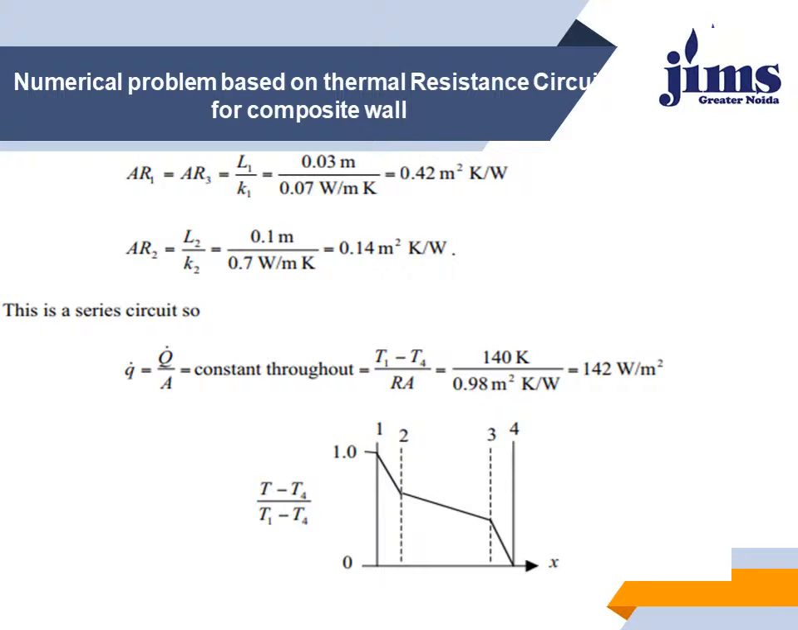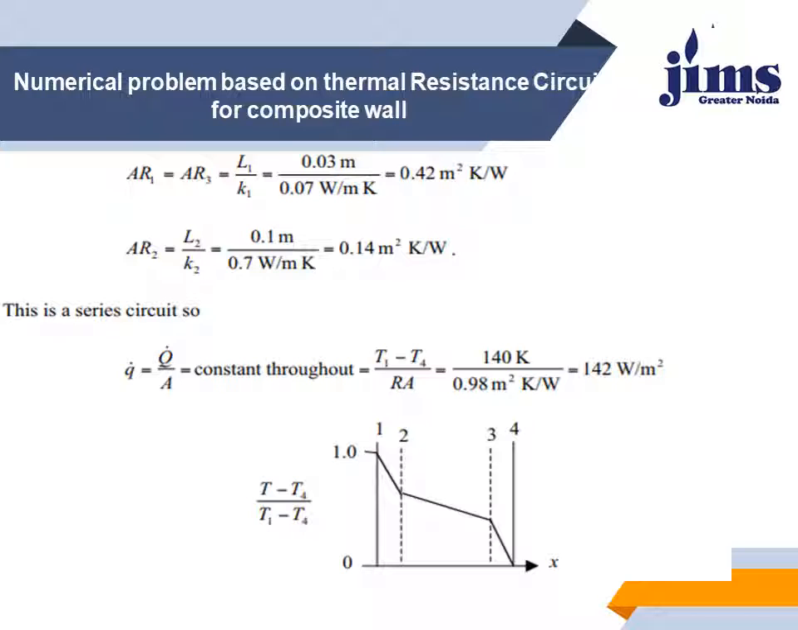the thermal resistances R1 and R3 should be equal, and are equal to L1 upon K1, where L1 is 0.03 meter, divided by 0.07 watt per meter Kelvin, and the final answer of R1 is 0.42 meter square Kelvin per watt. Similarly, the thermal resistance of the brick layer R2 is L2 by K2, equal to 0.01 meter divided by 0.07 watt per meter Kelvin, and it is equal to 0.14 meter square Kelvin per watt.